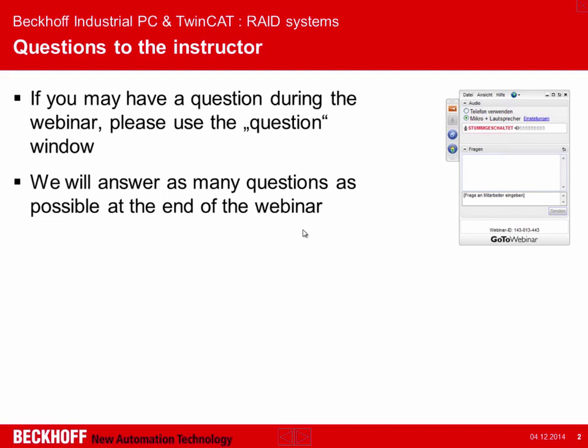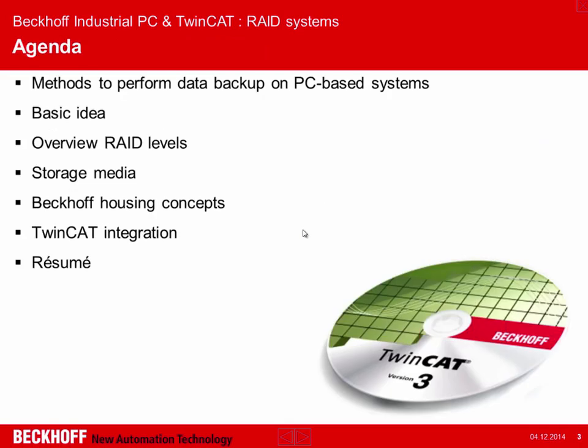To give you a quick outlook on what will happen, we will start with information about different methods to back up PC systems. We have an overview of the different RAID levels. Of course, we need to take a look at different storage media because every RAID system needs hardware to store data. We will show you different housing concepts at Beckhoff Automation, how you can integrate these storage media into our systems. And then we will show you how the integration into TwinCAT will take place in order to have a very simple diagnostic of the RAID system.